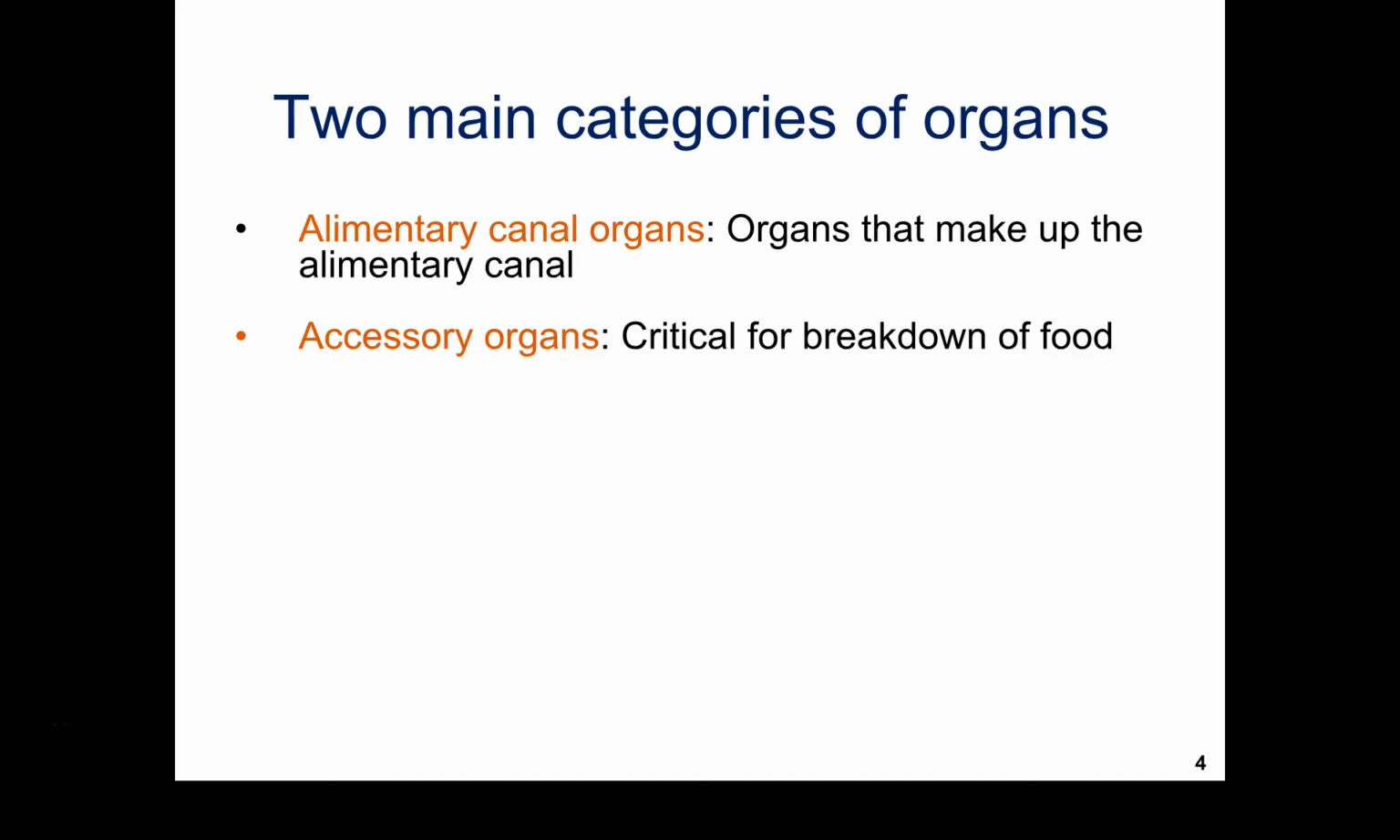So when you're thinking about digestion, the easiest way to think about it is to divide its organs into two different categories. You've got alimentary canal organs, which are organs that make up the alimentary canal, and then accessory organs, which are critical for food breakdown. So even though they're called accessory organs, which carries this connotation of just an accessory, you don't necessarily need them, you do need them. You do need them to break down and absorb your food.